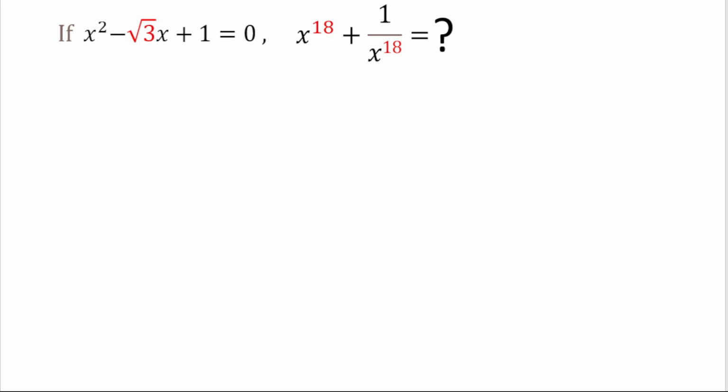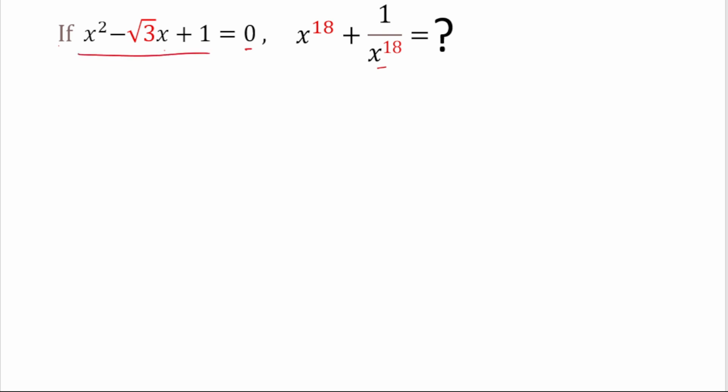Today in this video we will solve this algebraic problem. The given problem here is: if x square minus square root 3x plus 1 is equal to 0, then we will have to find the value of x raised to the power 18 plus 1 over x raised to the power 18.